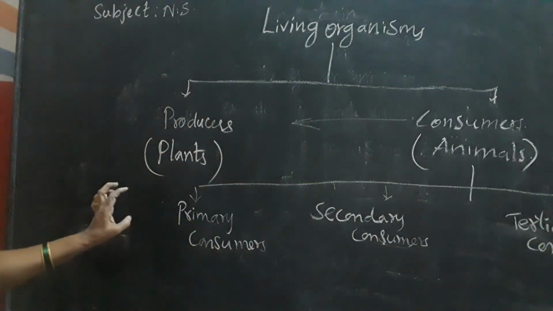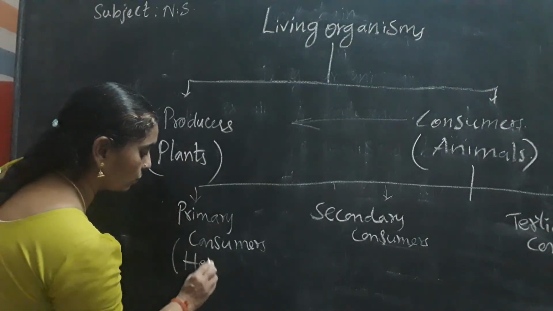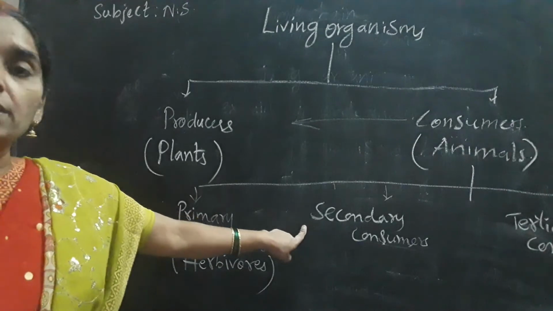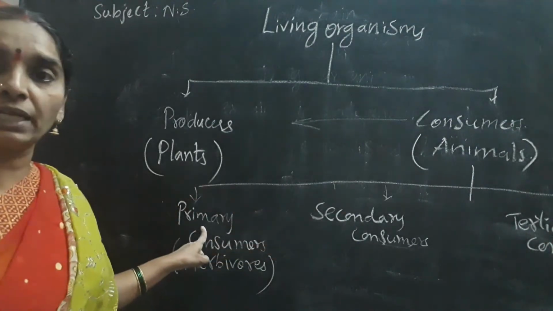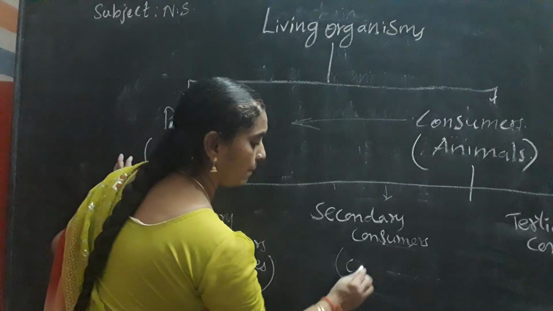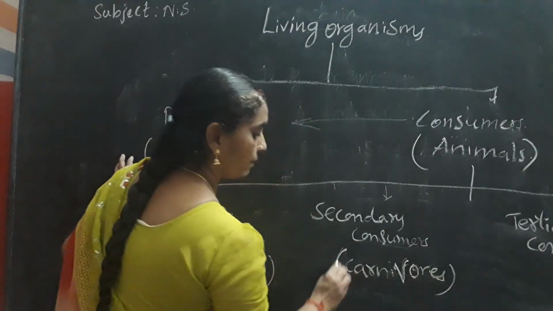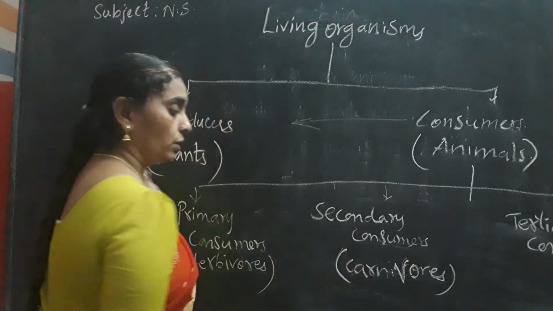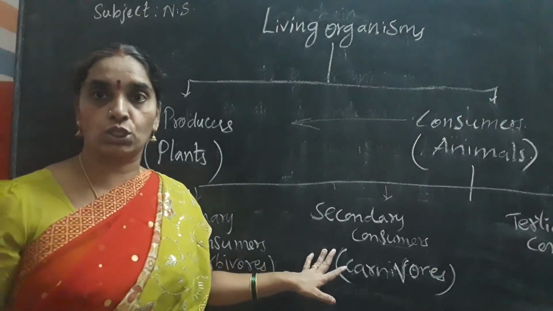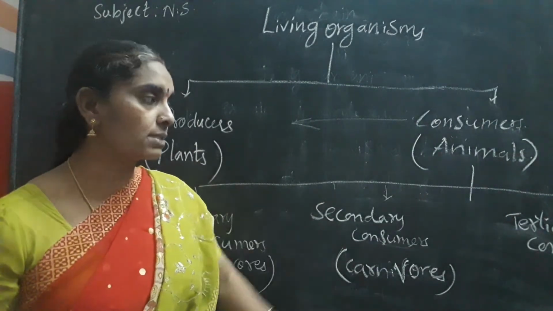Primary consumers are the animals which depend only on plants for their food. So they are herbivores. Secondary consumers are the animals which depend on primary consumers for their food. They may be carnivores, but not higher carnivores, like the dog, cat and rat, which depend on primary consumers and also on other animals.